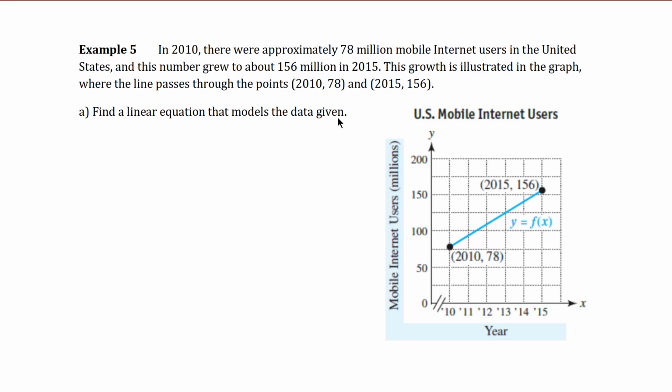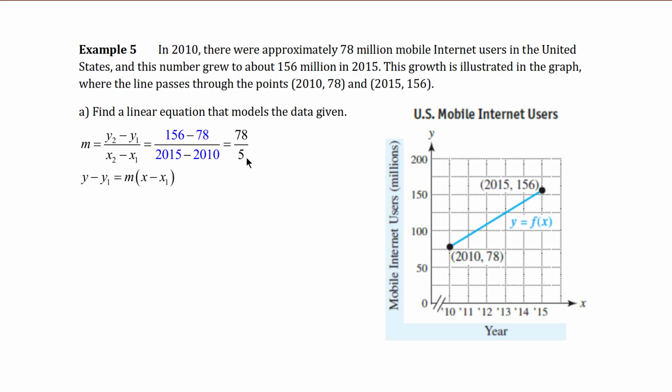To find the linear equation, we just take the 2 points that were given and plug them into the slope equation. The slope equation is m equals y2 minus y1 divided by x2 minus x1. Our x1, y1 will be (2010, 78), and our x2, y2 will be (2015, 156). Plugging in those values into our slope equation, we get that m is equal to 156 minus 78 divided by 2015 minus 2010. Simplifying this, we get that m is equal to 78 divided by 5.